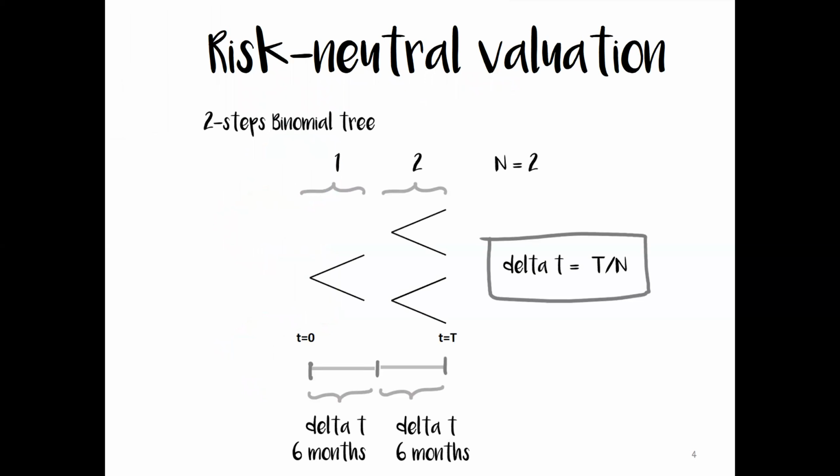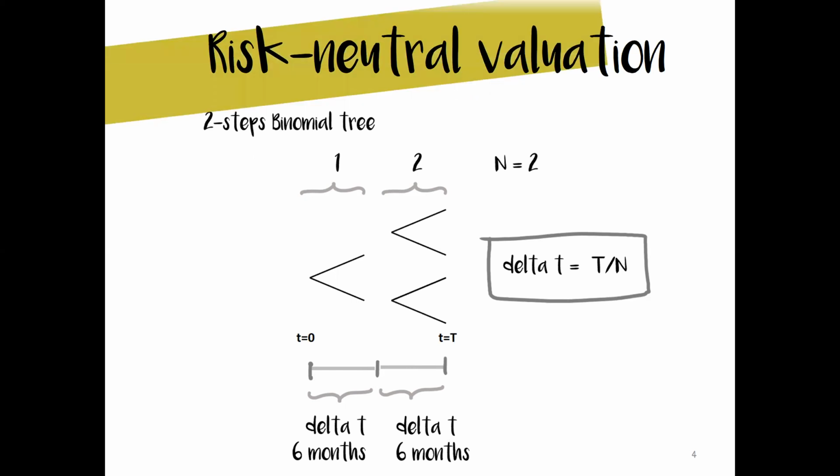Now let's work with a very simple tree. We have here a 2 steps tree. This option expires in 1 year, but the tree, as you can see, has 2 steps. So we need to determine delta T, which is capital T, the time of the option until expiration, divided by the number of steps. This is important because we are going to solve the trees from the right to the left, from the branches to the trunk of the tree, and we need to discount to present value in each step. In this case, if the option expires in 1 year, delta T is 6 months.